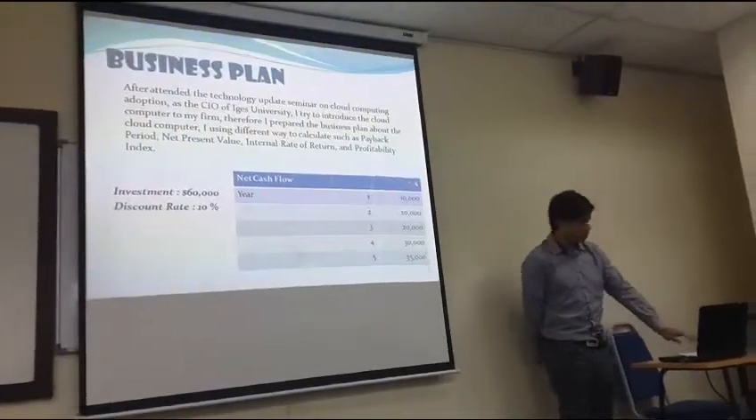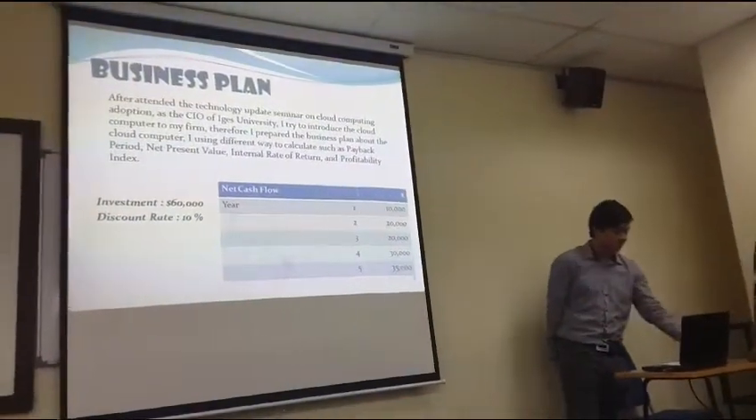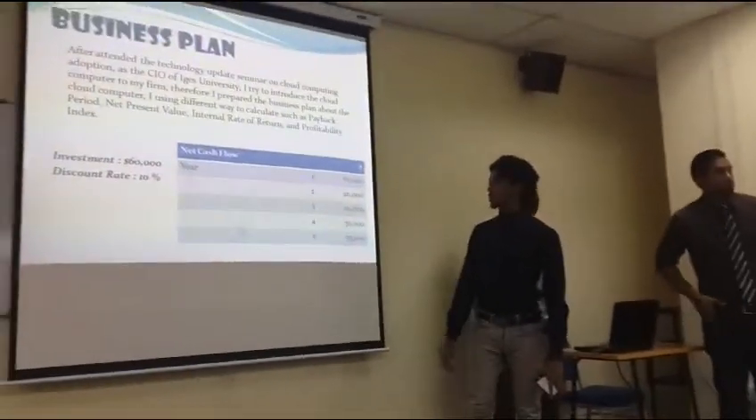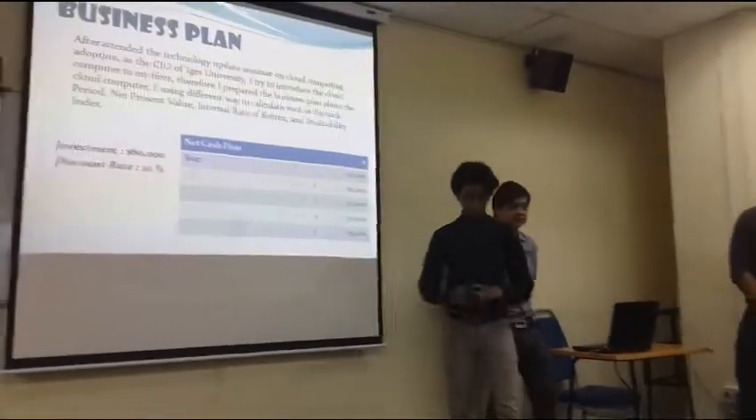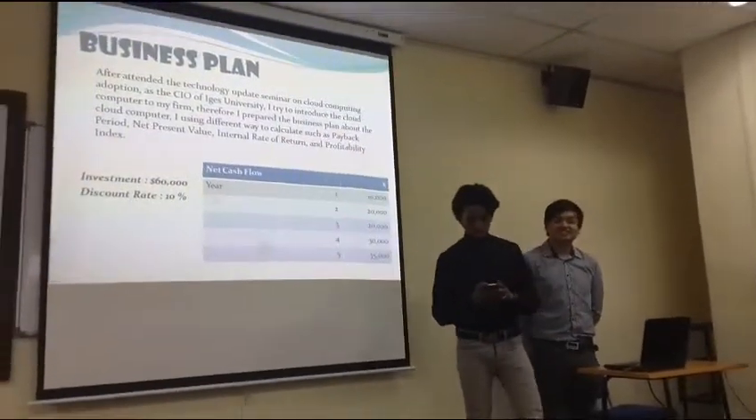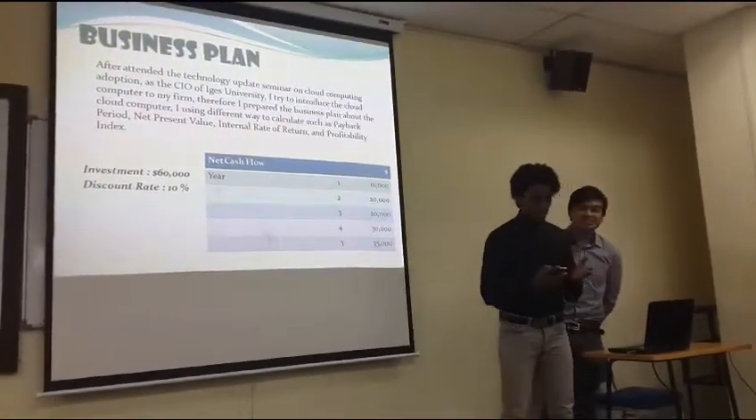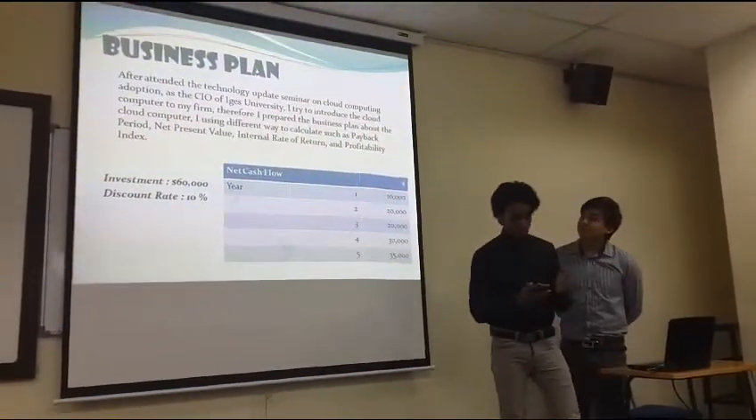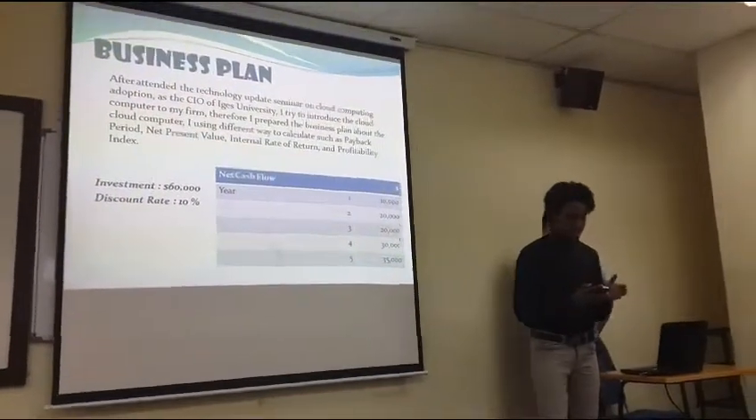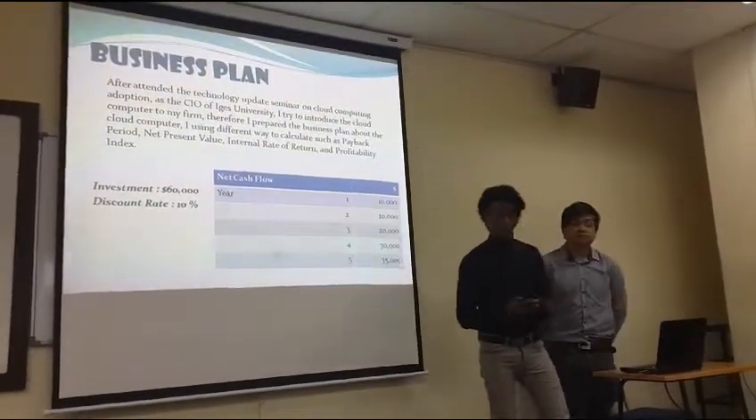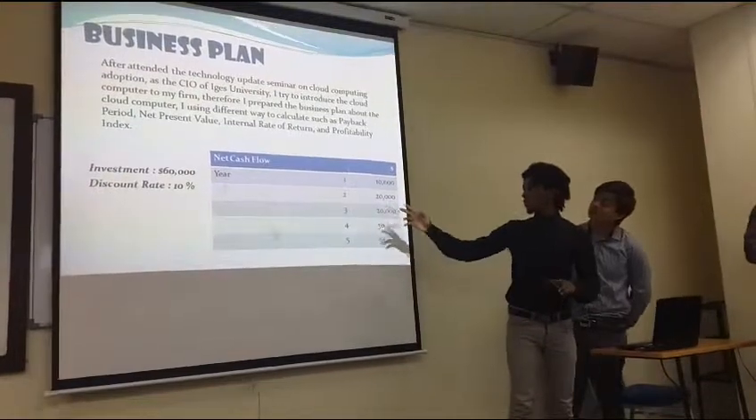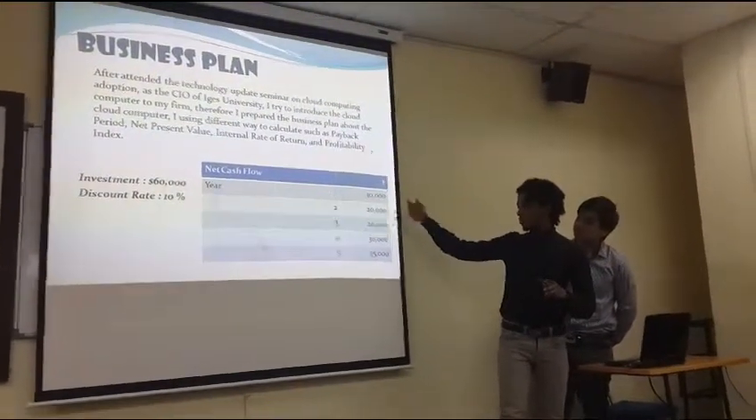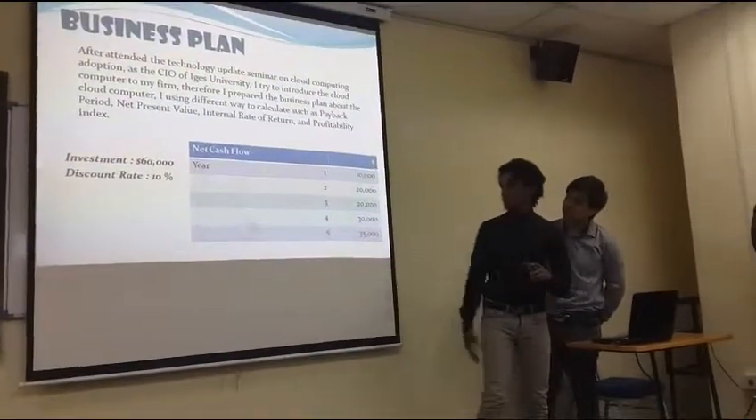I'm going to pass it to Amran. How about the business? Yeah, the business plan. I'm going to explain to you guys the net cash flow. As you see, let's say that we have 60,000 invested into the project, and the cash flow is flowing, and the discount rate is going to be 10%. Year one you have 10,000, and year two, 20,000. Every year it is going to increase.